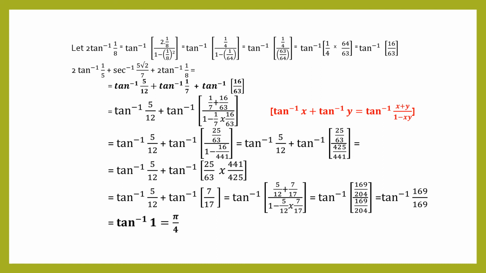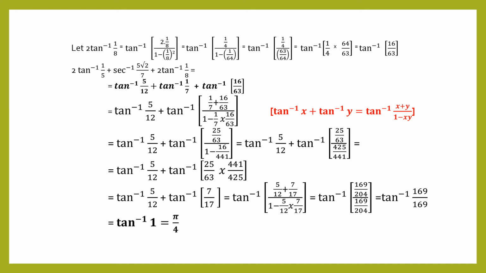Take the second and third term, that is tan inverse 1 by 7 and tan inverse 16 by 63, so that we can make use of the equation tan inverse x plus tan inverse y equal to tan inverse x plus y divided by 1 minus xy, where x we can take as 1 by 7 and y equal to 16 by 63. And upon simplification we can see that it reduces to tan inverse 7 by 17.